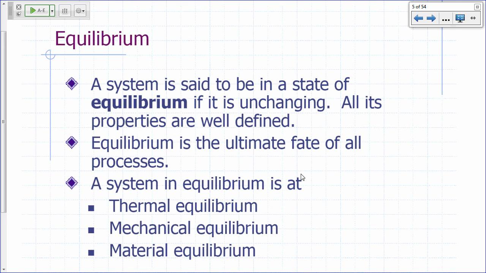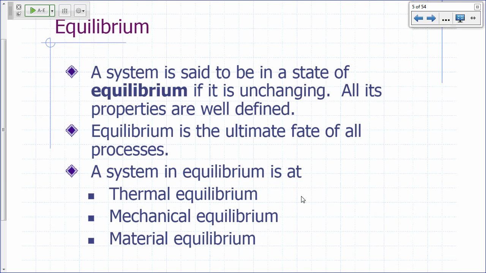Now, the concept of equilibrium. A system, we say, is in a state of equilibrium if it's not changing. All of its properties are well defined. So there's no changes that you're seeing in your system. And so equilibrium is basically the ultimate fate of all processes. Eventually everything stops, reaches equilibrium.